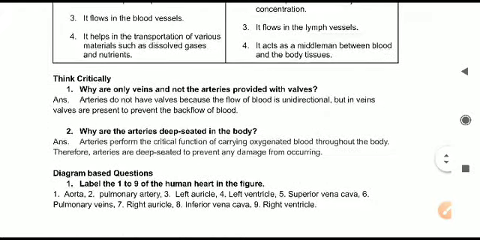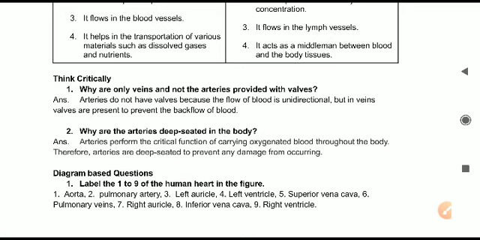The critical thinking question, number 1, reads: why are only the veins and not the arteries provided with valves? The arteries do not have valves because the flow of the blood is unidirectional. Also, the blood is being pumped there from the heart, so it does not move back. But in the veins it is not pumped, so it can move back also. So prevention of backflow of the blood is required only in the veins, not in the arteries.